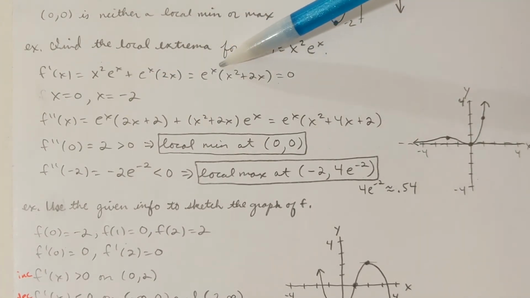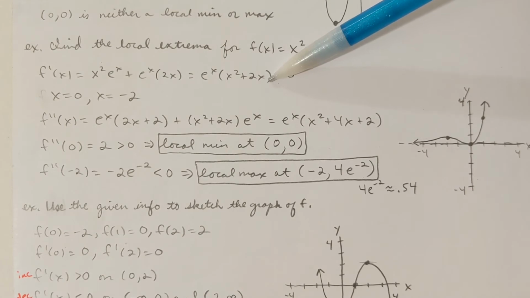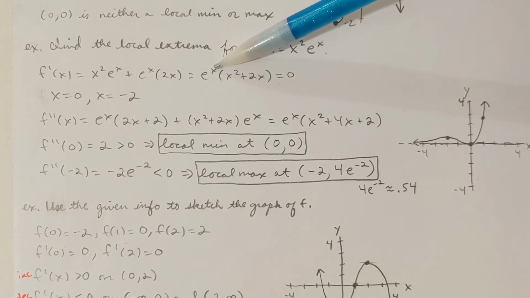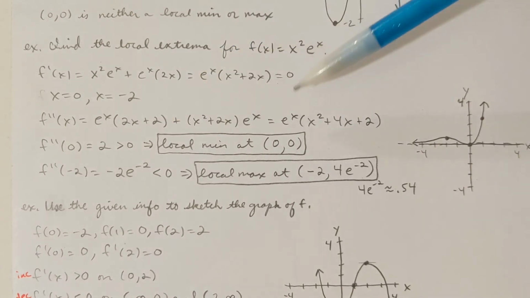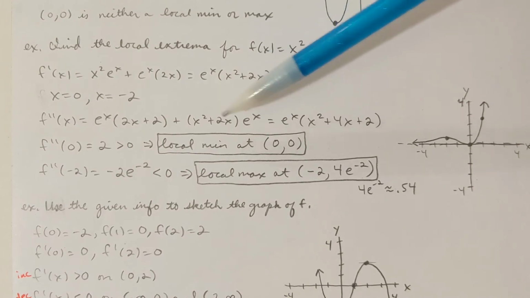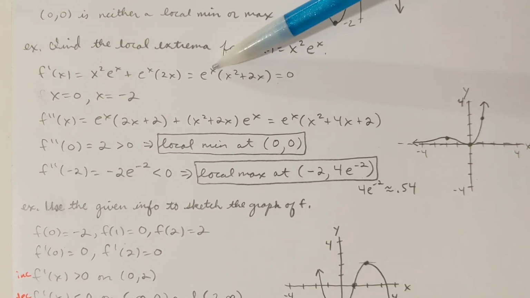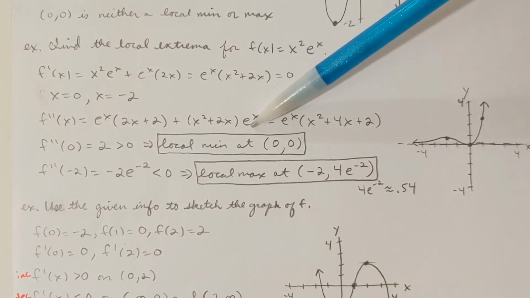F double prime would also be a product rule. And so let me use that. Okay, the first is e to the x times the derivative of the second. Derivative of x squared plus 2x would be 2x plus 2. Plus the second is x squared plus 2x times the derivative of the first. That's e to the x.